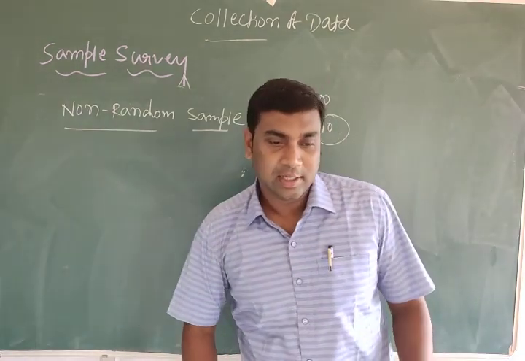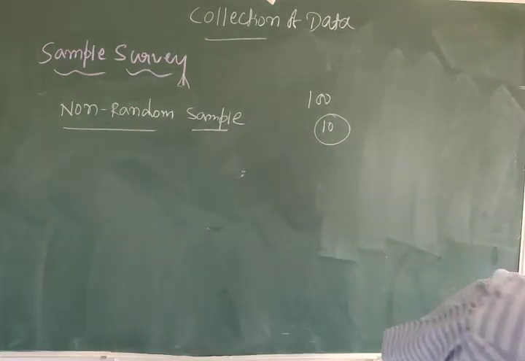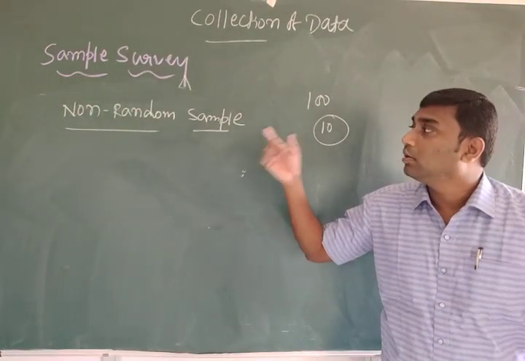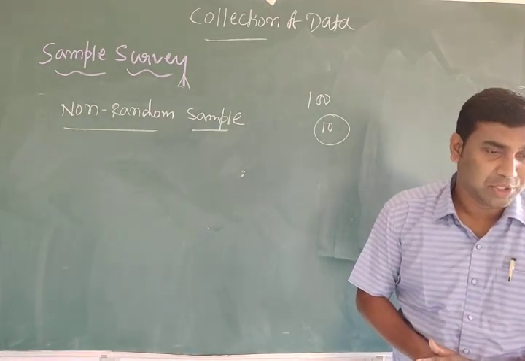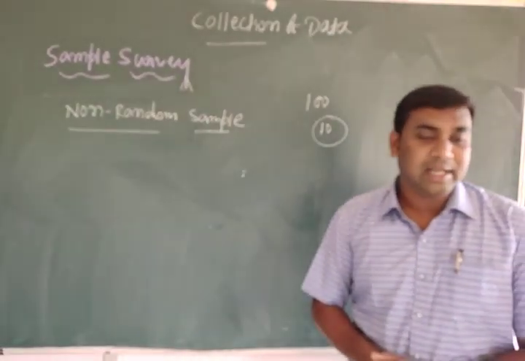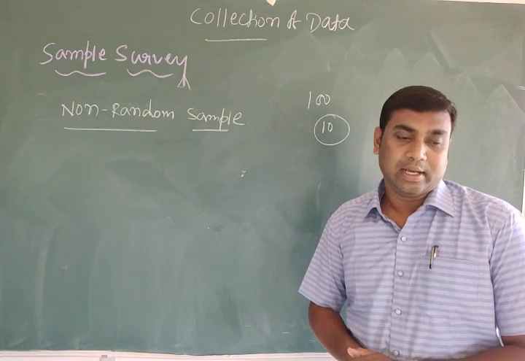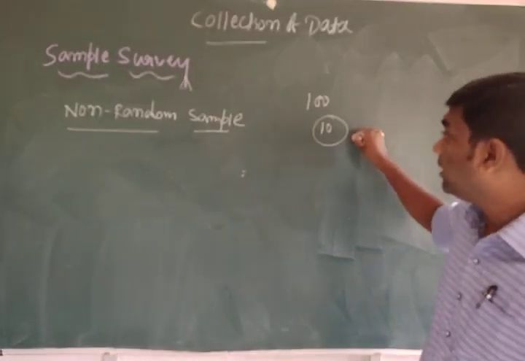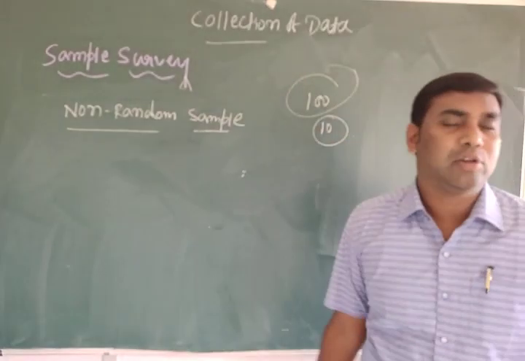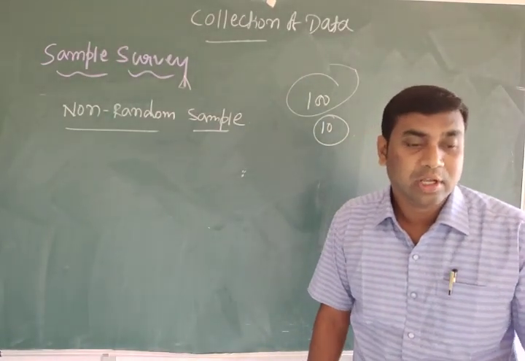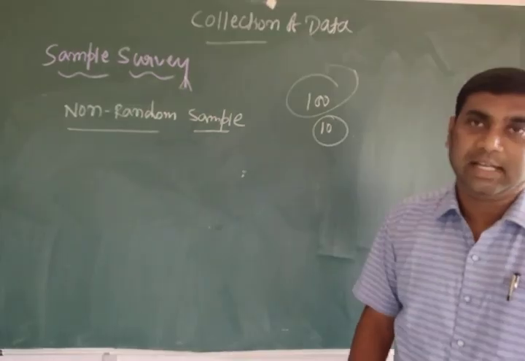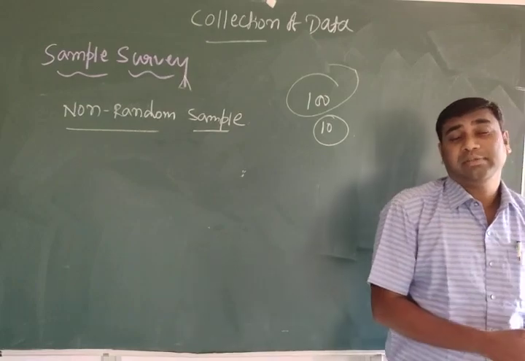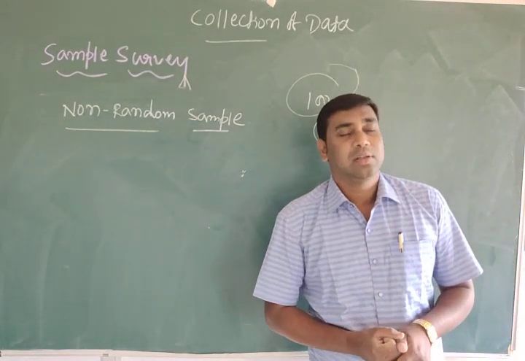Imagination. Under the non-random sampling, there may be a situation. Which situation? The non-random sample. Okay, there may be a situation that you have to select 10 out of 100 households in a locality. You have to imagine there is a situation. Which situation? That you have to select 10 out of 100. Forget about the previous example.